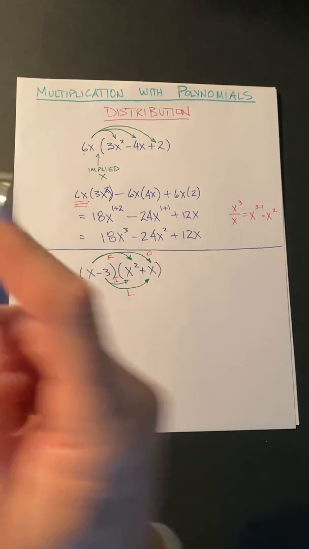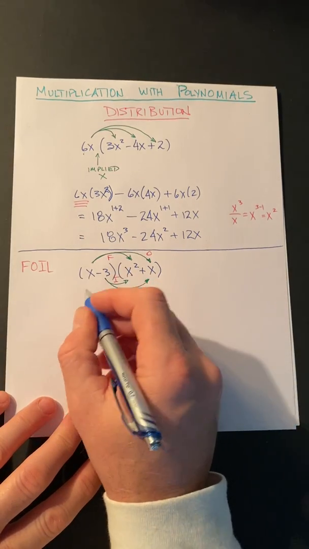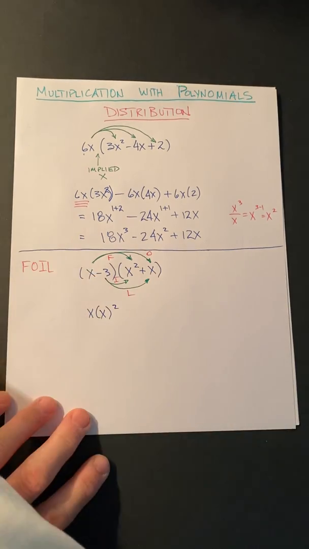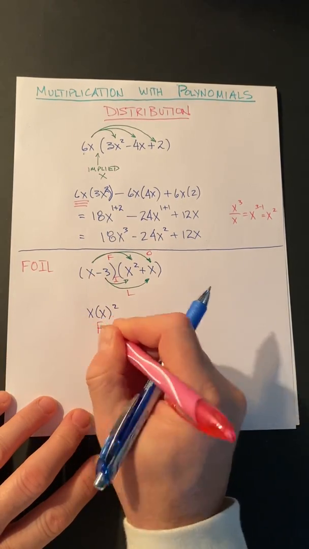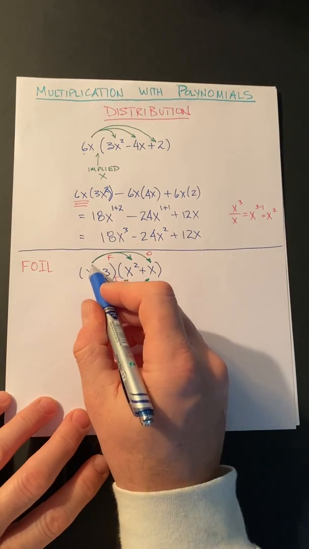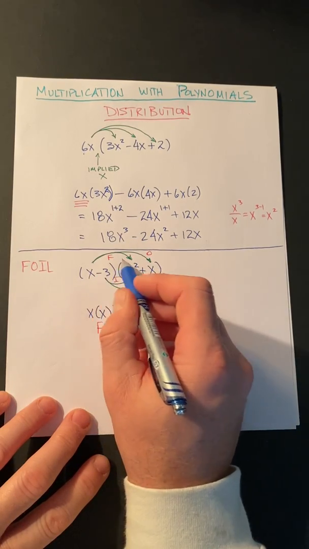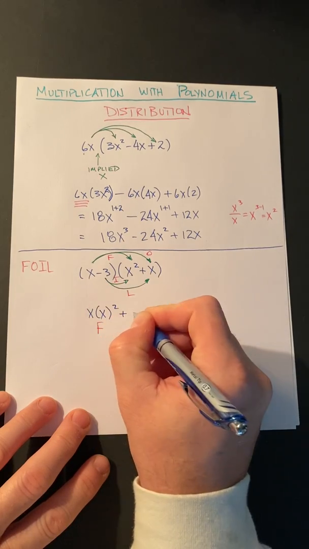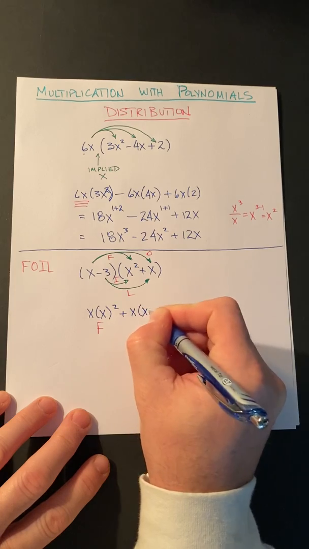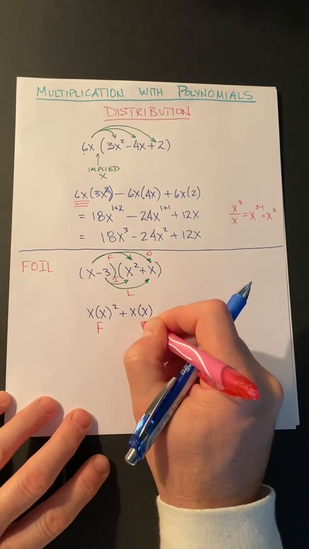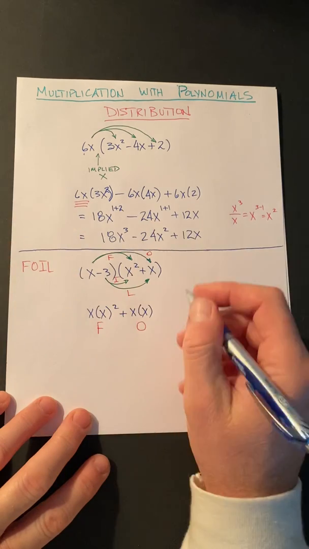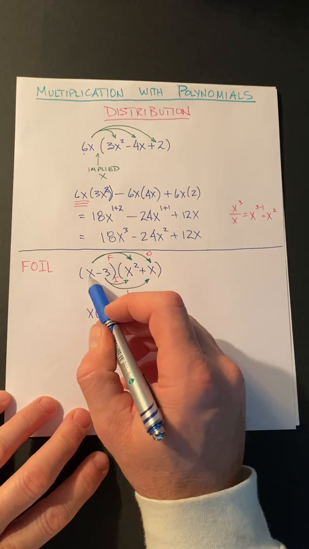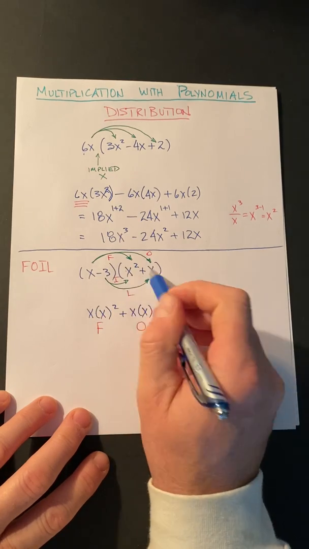So when I write this out, I'm going to say, all right, the first is x times x squared, right? So there's my first. I'm distributing, right? I'm moving it one-on-one on everything. So here's my operation, plus x times x. There's my O for FOIL, okay? So I've taken this term, I've multiplied it by everything in this binomial.